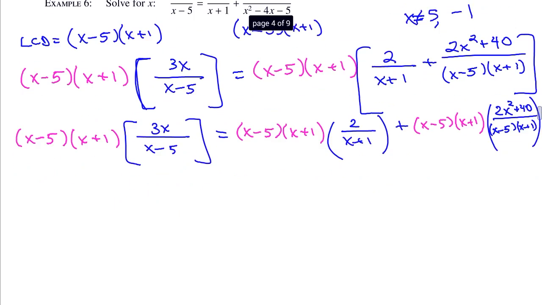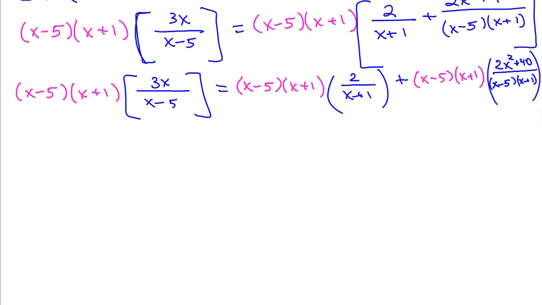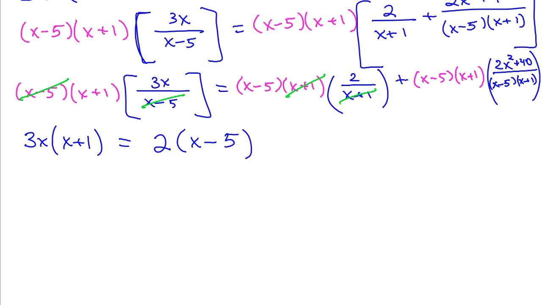Now, we need to cancel, get rid of the denominators. On the left side, x minus 5 cancels, and that leaves me with 3x times x plus 1. Across the equal sign, x plus 1 cancels, leaving me with 2 times x minus 5. And lastly, both parts of the denominator cancel, and that leaves me with plus 2x squared plus 40.